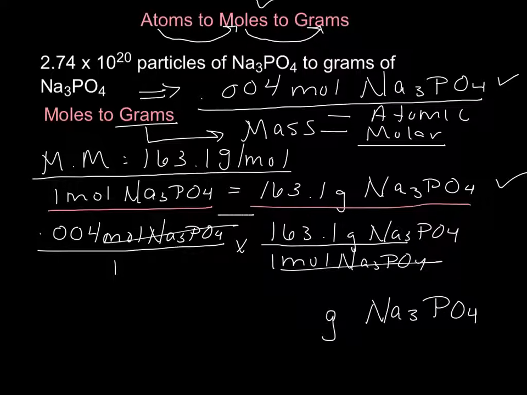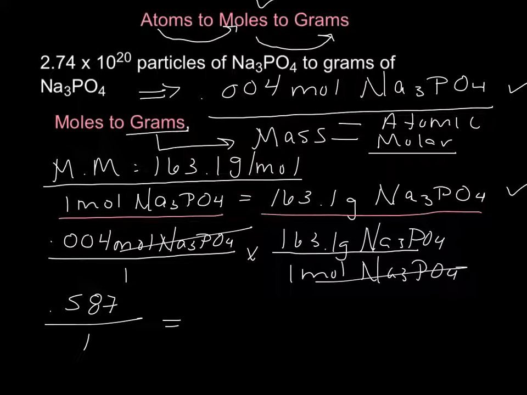And I multiply everything across the top, everything across the bottom, and when I multiply those two numbers, I end up with 0.587, everything across the bottom, by 1. So if I divide by 1, I end up with the same number all over again, right? So here you go. Sorry, I had to move it a little bit over to get some space. 0.587 divided by 1 gives me the same answer again, 0.587. And again, the unit left over was grams sodium phosphate.